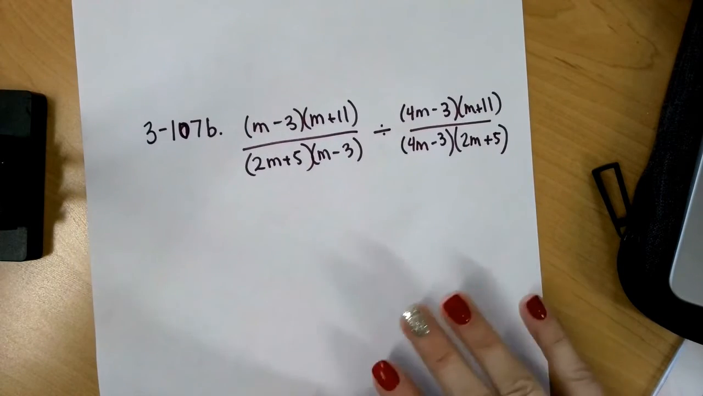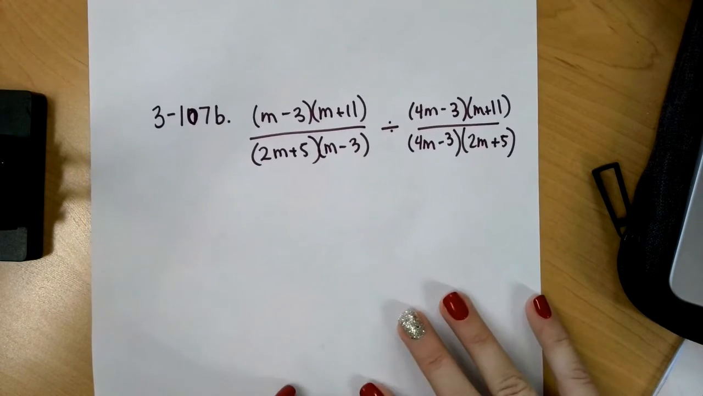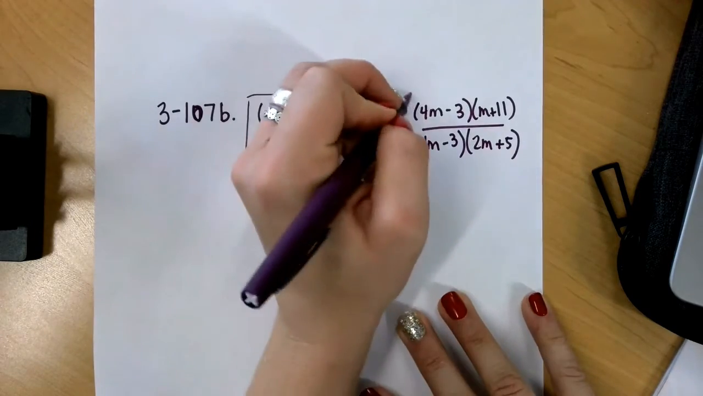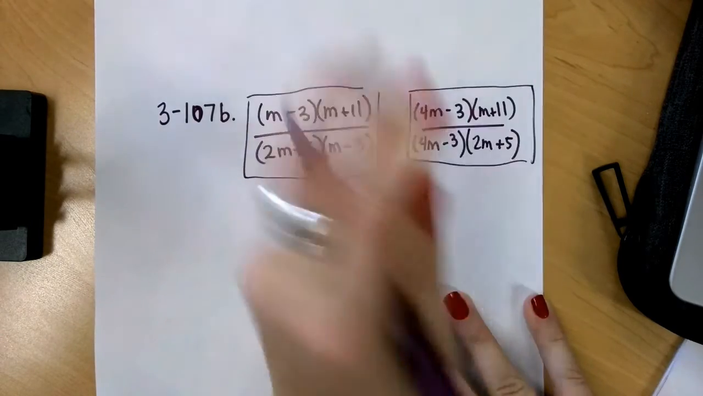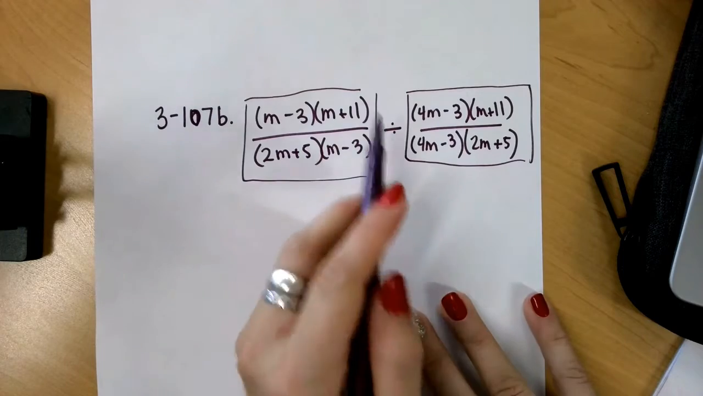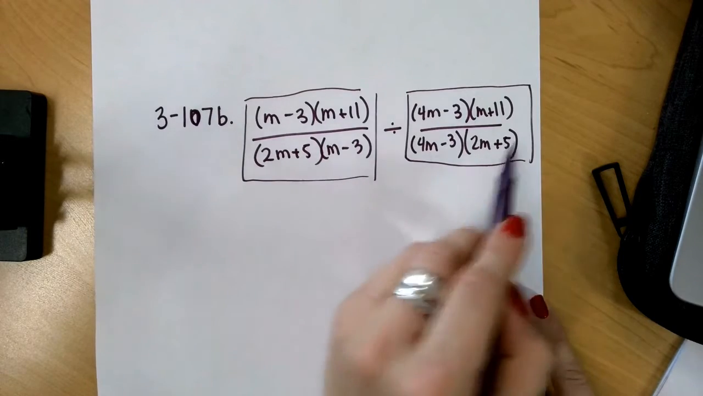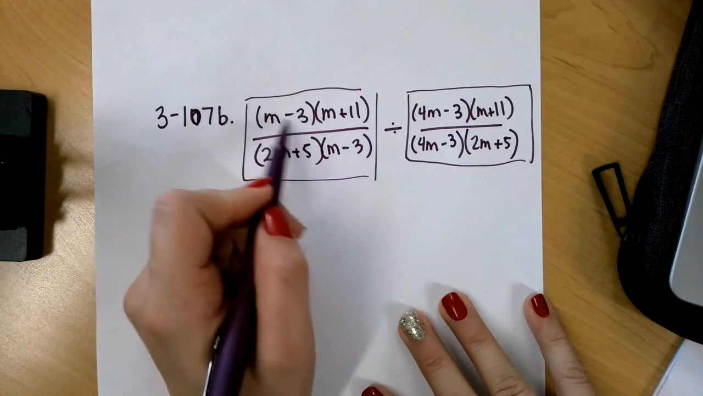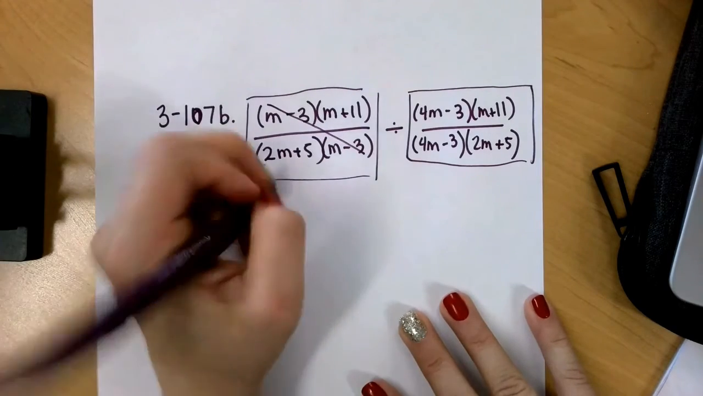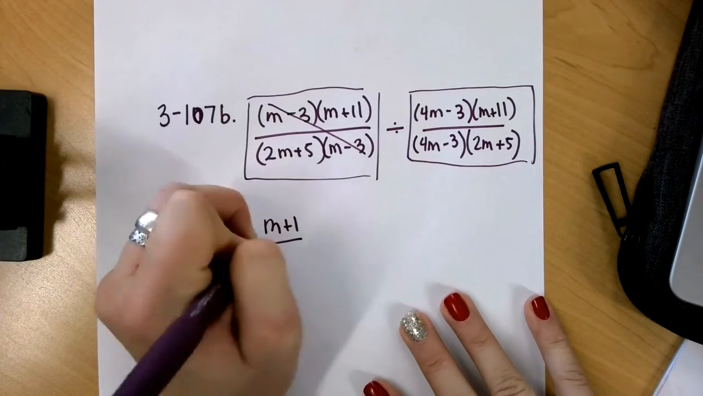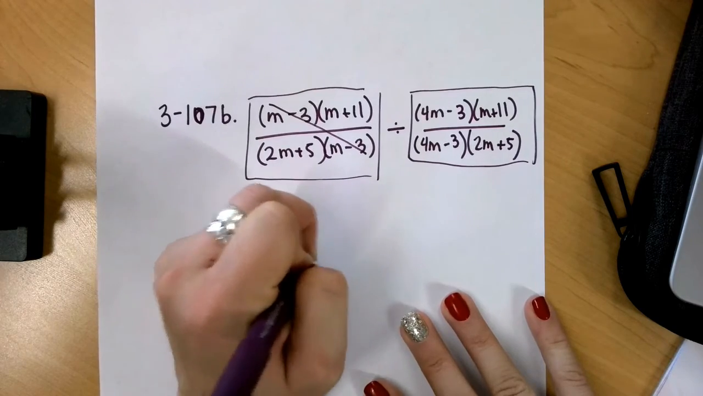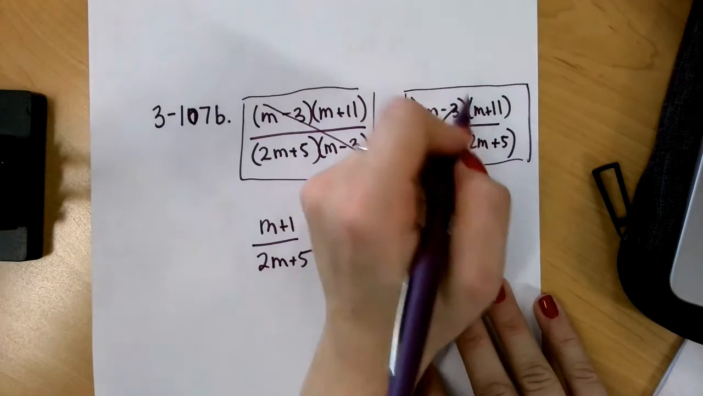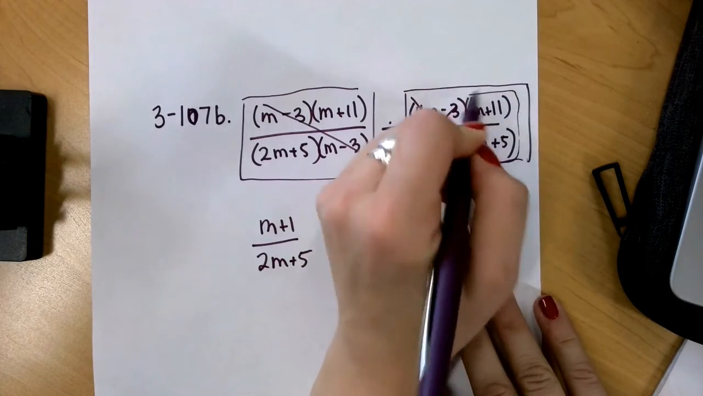For 3-107B, we were working on a division problem. Now, if you have things that you can simplify within each expression or each side itself, start by doing that. So I can't cancel out stuff over here that's over here, but I can look just in this box here. So for example, I have m minus 3 and m minus 3. So I'm going to cancel those out. And I have m plus 1 over 2m plus 5. And then over here, my 4m minus 3's cross out. So I'm left with just this expression here.